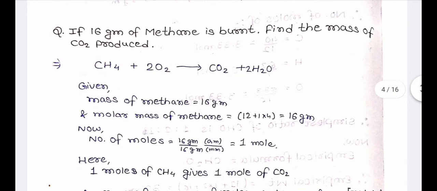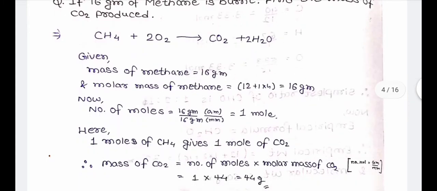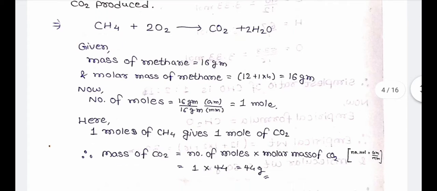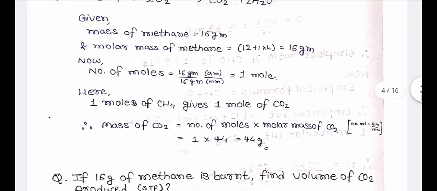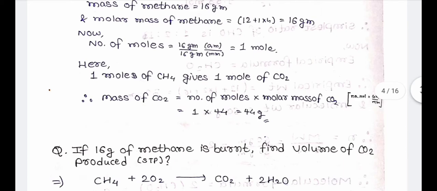Here the reaction follows as CH4 plus 2O2 gives CO2 plus 2H2O. Now given mass of methane is 16 gram and molar mass of methane is 12 plus 1 into 4, which is 16 gram. Now number of moles is 16 gram divided by 16 gram, which is 1 mole. Here 1 mole of CH4 gives 1 mole of CO2. Therefore mass of CO2 is number of moles into molar mass of CO2, which is 1 into 44, which is 44 gram.